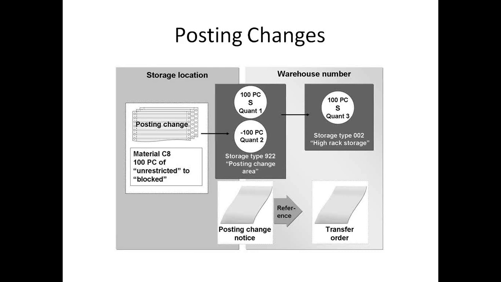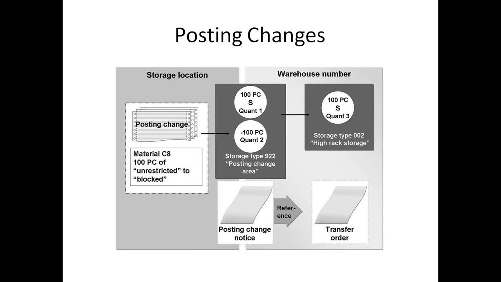Just a second, let me look at this and digest what you said. First, there is a transfer posting where we are moving from unrestricted to blocked stock, and when that transfer posting is done, the stock gets placed in storage type 922, which is an interim storage area, that is a posting change area. That posting change notice generates a transfer order, and with that transfer order the stock moves from the interim posting change area to the final storage area, which is the high rack storage, right?